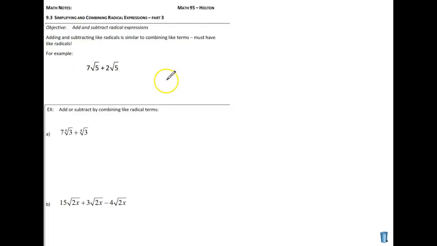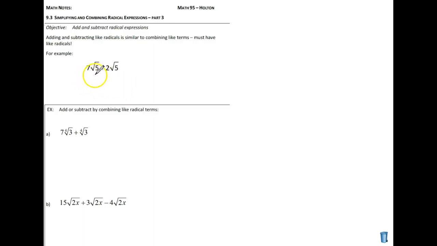Okay, in our previous two videos we talked about multiplying and dividing our radical expressions, and now we're going to add them. So adding and subtracting, of course. Adding and subtracting is just like when we're working with terms in a polynomial expression. They have to be like terms. So in this case with radical expressions, they have to be like radicals.